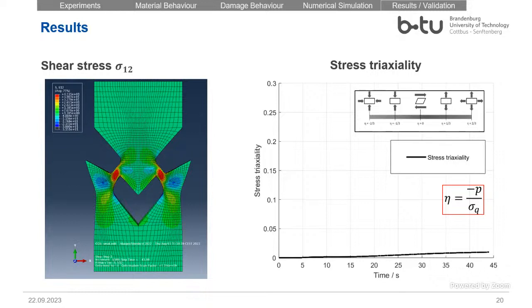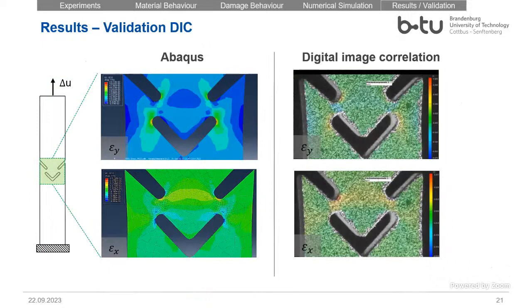At the start, we have roughly 0. That means we are here at 0. But when we look at, for example, a tensile test, we have 0.3. We have a small superposition, so we do not have pure shear, and later we also have tensile loading. To validate it, we compared the results from Abaqus with the digital image correlation, and the results look very good. We would like to publish these results this month in a paper, and there you have more results.